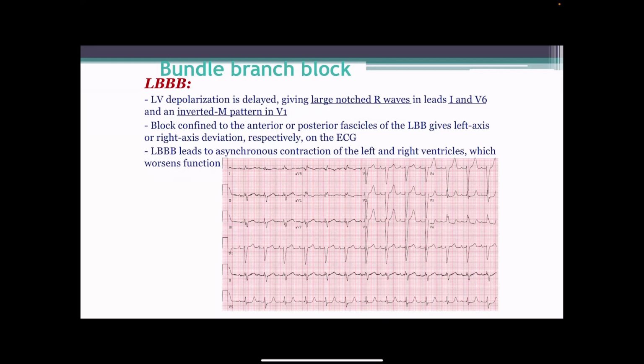Now, what about this one? I know it's labeled in there, just to apply the information.